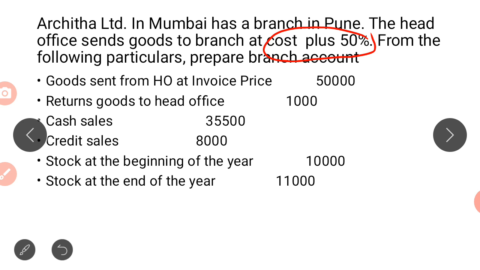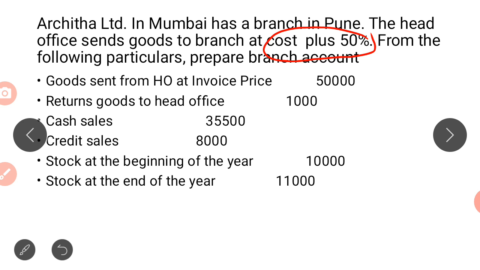In the previous problems, it was just mentioned that at cost, that means full 100%, but here it is cost plus 50% or cost plus 25%, whatever percentage they give. Here it will be recorded at the invoice price, which is more than the cost. So cost plus profit is equal to sales. Here cost plus 50% will give you the value of sales, so it is 100 plus 50%. Some slight calculation will be given in this type of problem.